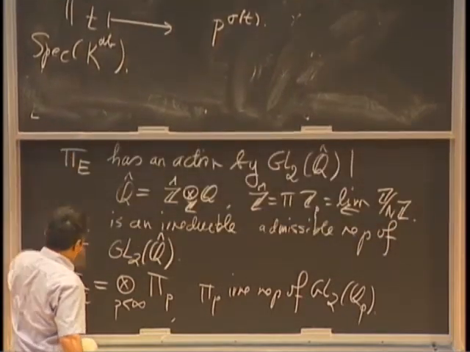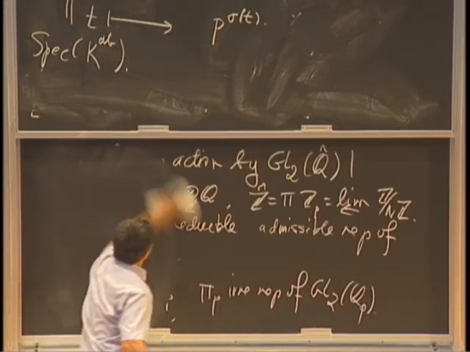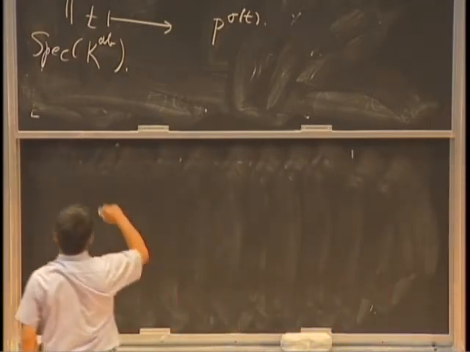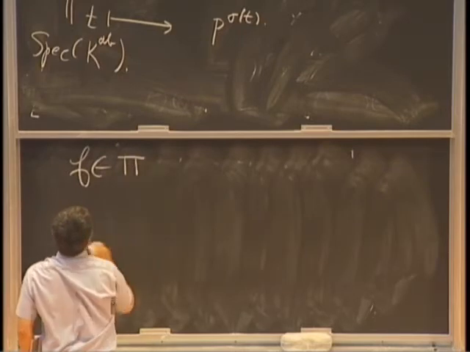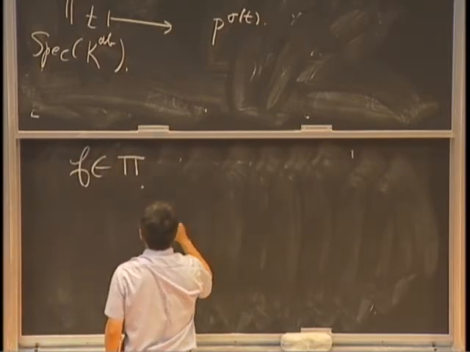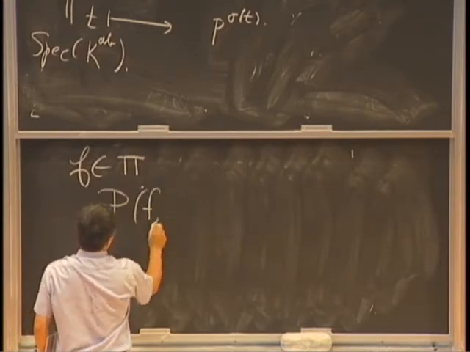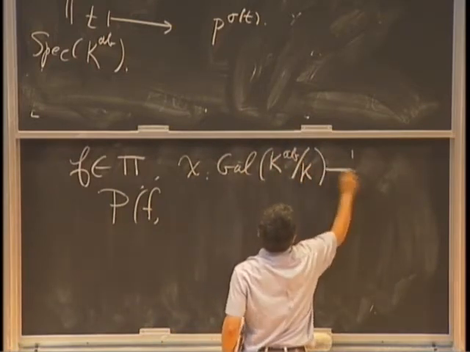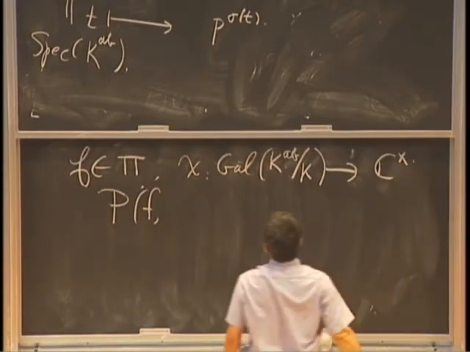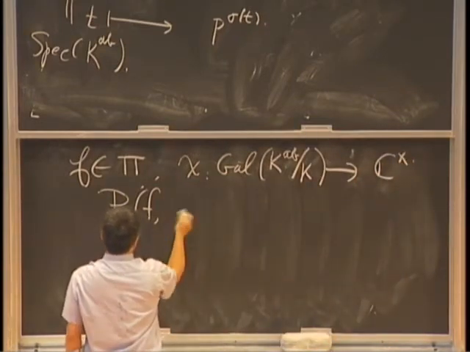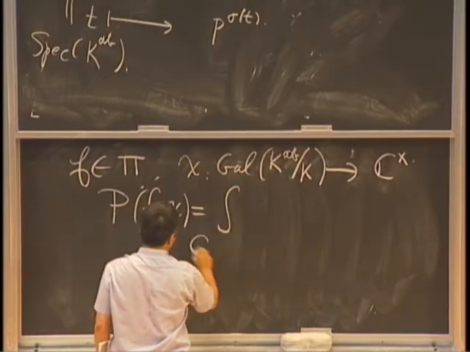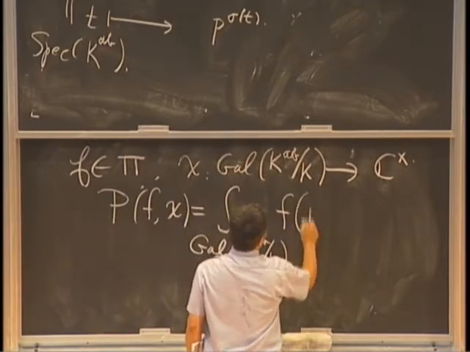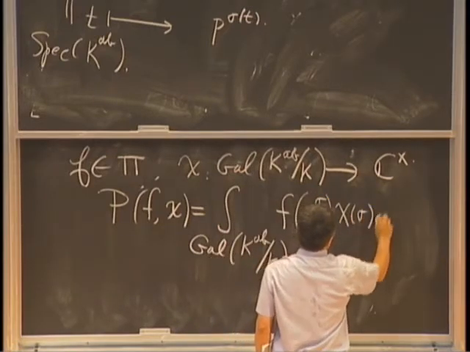Okay, so now I reinterpret the Peirce integral. Recall that we defined the Peirce integral as follows. Given f inside pi, and chi a finite character to C cross, yesterday we defined the Peirce integral as the integration over the Galois group of K^ab of f, P sigma, chi sigma, dt d sigma.